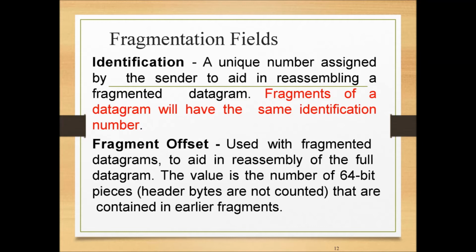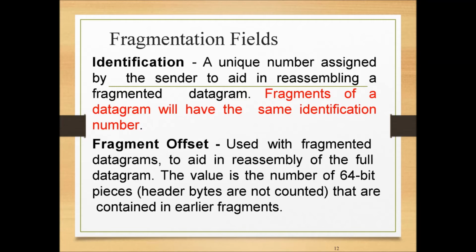So fragmentation fields of the IP header are used for the purpose of fragmentation. Identification, a unique number assigned by the sender to aid in reassembling a fragmented datagram. Fragments of a datagram will have the same identification number. So every fragment, every portion will be allocated a specific number, and this is an identification number.